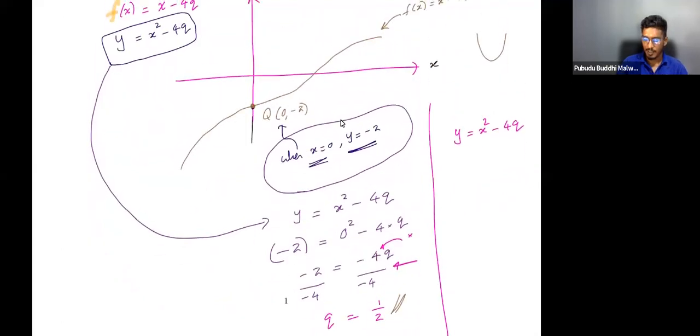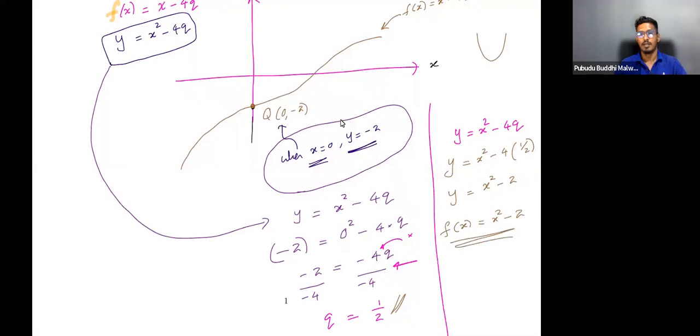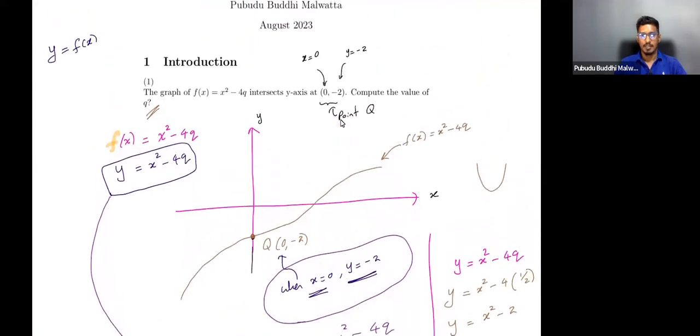But now we can write the exact function. x squared minus 4 times a half. 4 and 2 can simplify. x squared minus 2. That's the function. f of x equals x squared minus 2. Yeah, f of x and y you can use. You can use y or f of x. That's not a problem. Right. So that's the idea.